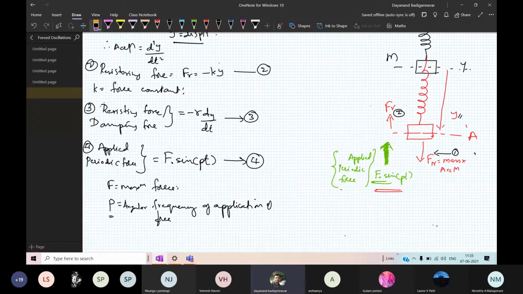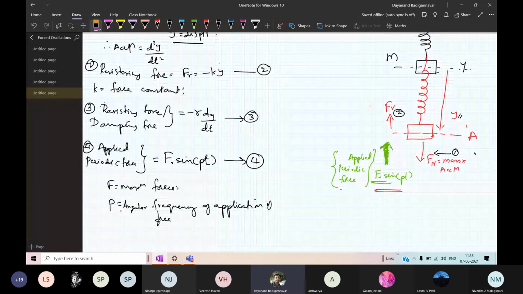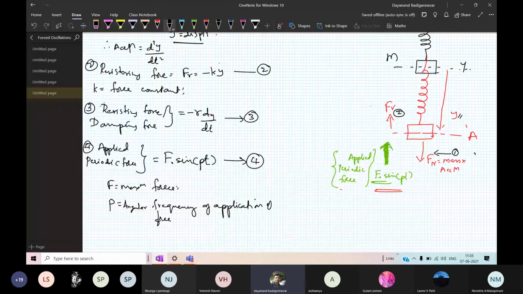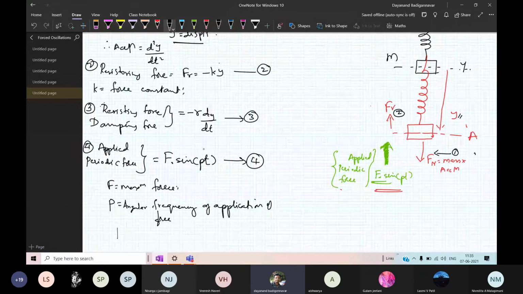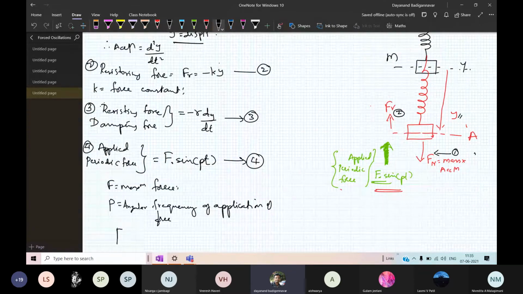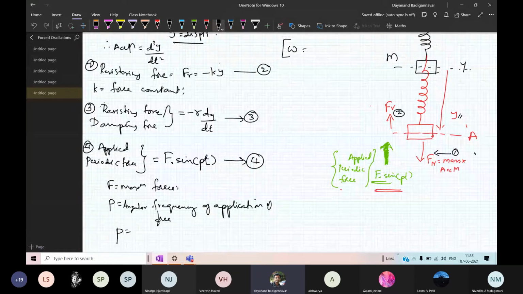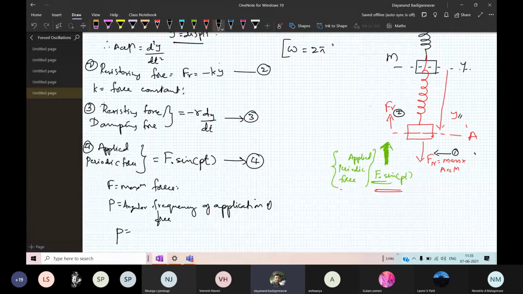Okay, where p is the angular frequency. Now there is a relation for p. I have to write this one, so remember it, because I require it in the next part. Before that, you remember omega is equal to 2 pi f, or 2 pi into n.